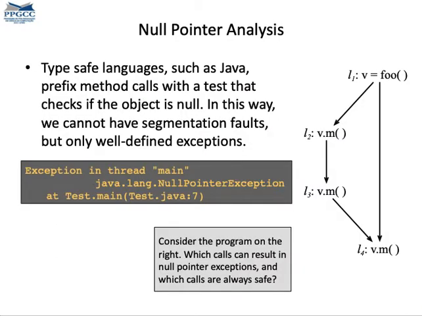Let's now move on to a third analysis that will help us to show how sparse analysis works. Type-safe languages usually check if an object is null before invoking a method onto that object. We can remove some of these tests with static analysis. For instance, for this program on the right, which call will never be null?